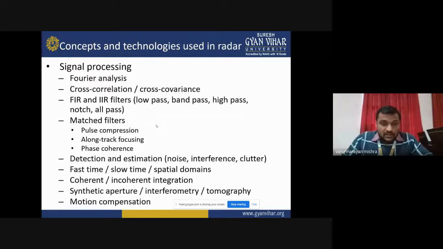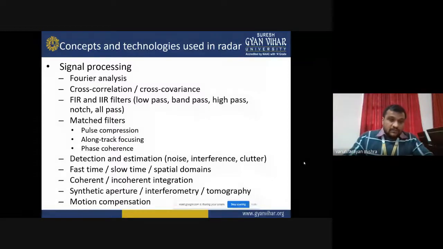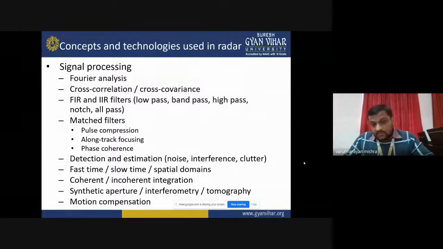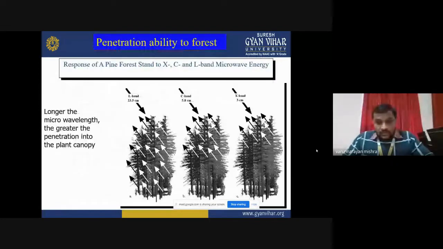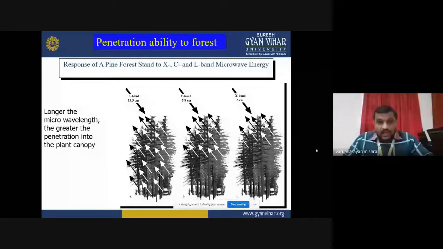Okay, signal processing can be done by different Fourier analysis. Then we can also have different filters. We can apply different low pass and high pass filters for getting information about the incoming signal coming from the target after the interaction with the earth surface features and the objects on the earth. Okay, so penetration ability to the forest, microwave signals or the microwave bands have different penetration abilities.